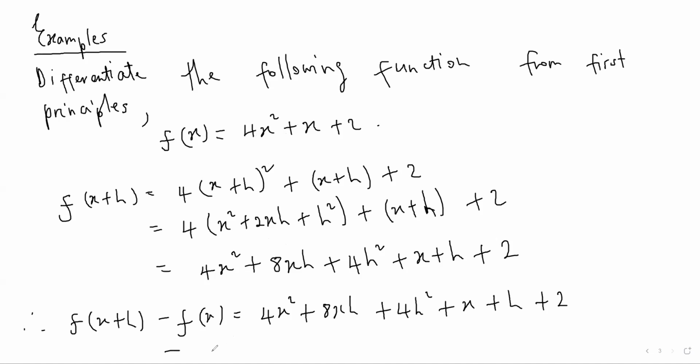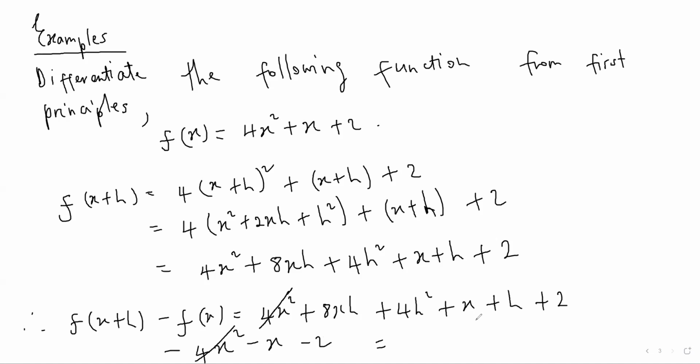So minus f of x is basically just minus 4x squared minus x minus 2, like this. So you just subtract it. And then let's look, do we have any like terms now? Are there any like terms now in this, as we subtract these two? Let's look here. We've got 4x squared and we've got minus 4x squared. So the 4x squared cancels out with this minus 4x squared, gives us 0.